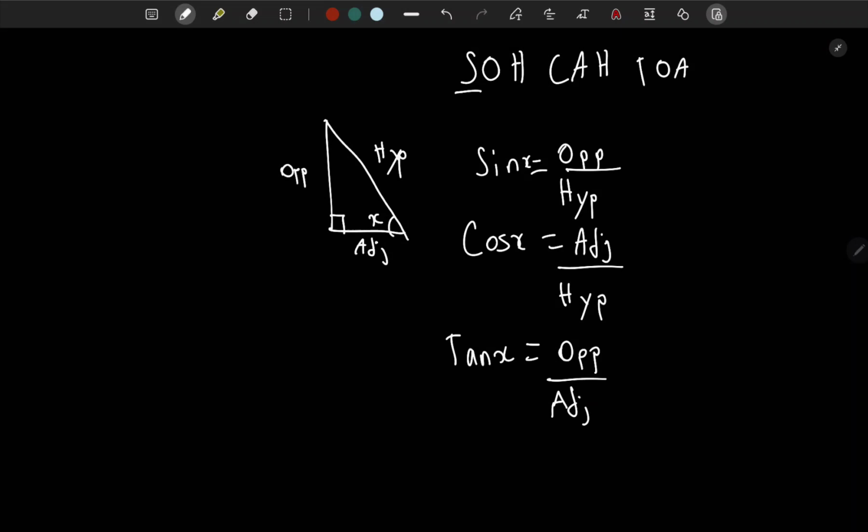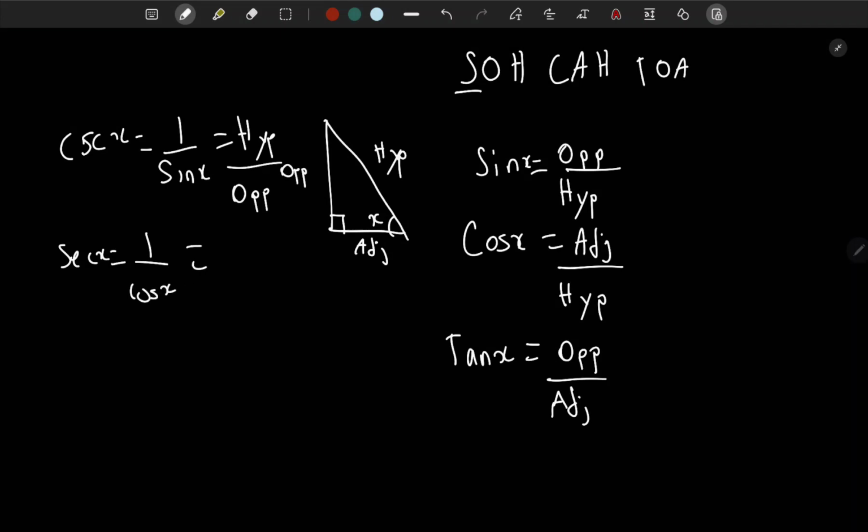Now there are two extra functions. Cosecant is actually just 1 over sine x, which is just flipping this, so it will be hypotenuse over opposite. And secant is equal to 1 over cosine x, which is the flip of this here, which is going to be hypotenuse over adjacent.